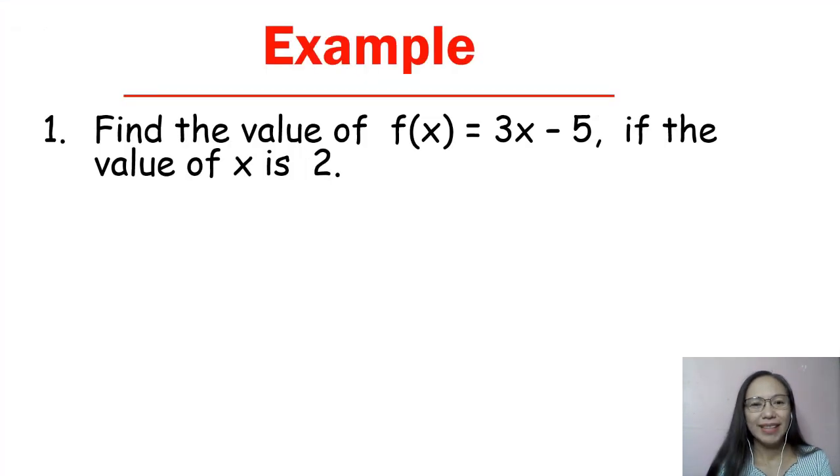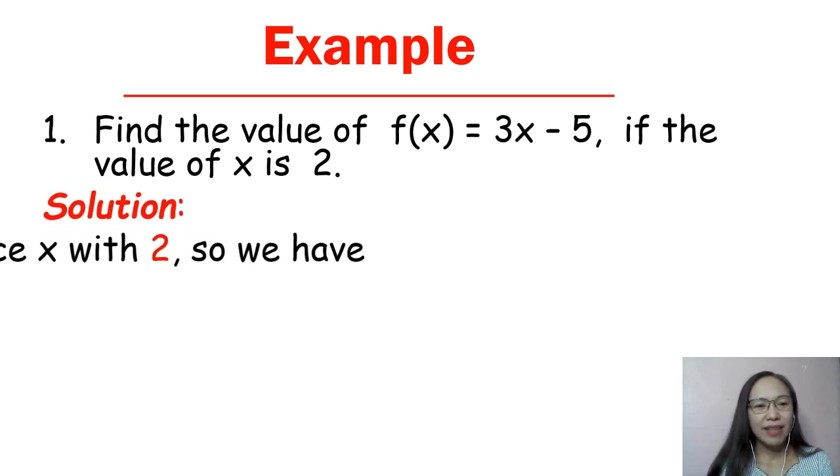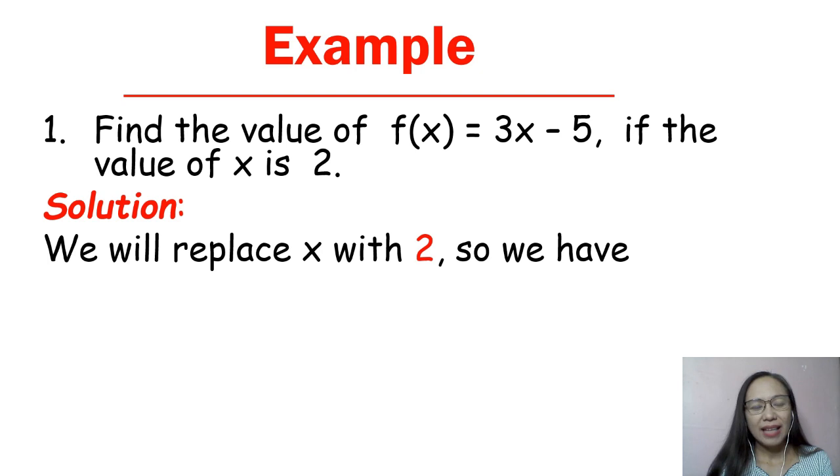Let us look at this example. Find the value of f of x equals 3x minus 5 if the value of x is 2. Again, find the value of f of x equals 3x minus 5 if the value of x is 2. So let's have this. We will replace x with 2 because the value of x is 2. Going back to the original equation, we have f of x equals 3x minus 5.